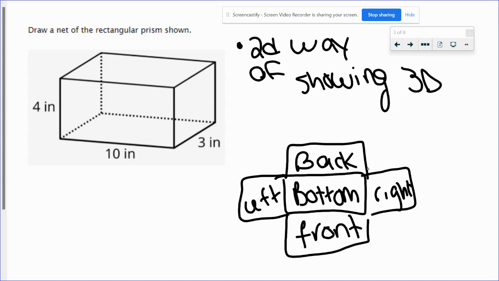Now we need to think, what piece is missing? And that would be the top. So the top can really go anywhere. We're going to just put it up above the back because when I fold up the back, the top would just fold over. All right, let's move on.